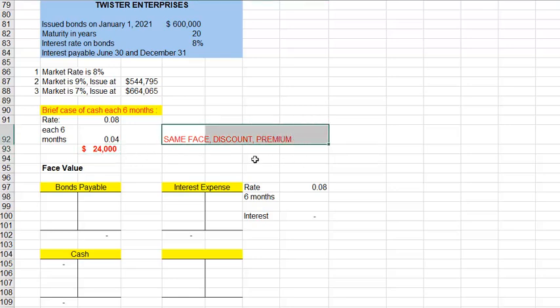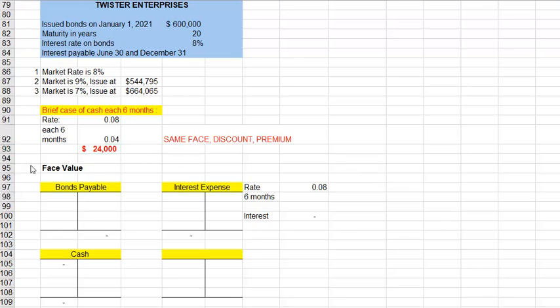Another extremely important piece. This briefcase of cash, or the cash payment every 6 months that we are making, is the same no matter what the market rate is. If we have a face value bond, a discounted bond, or a premium bond, you will see that we are paying $24,000 in our cash, which I like to refer to as the briefcase of cash, every 6 months.